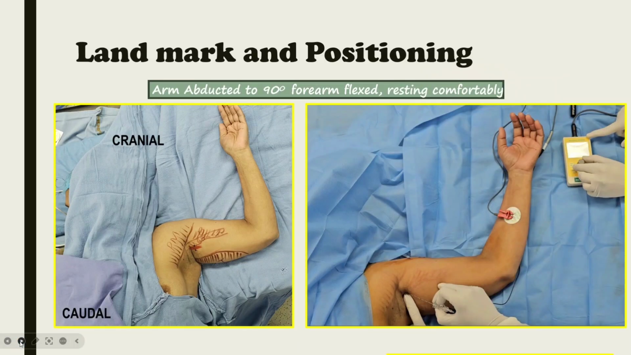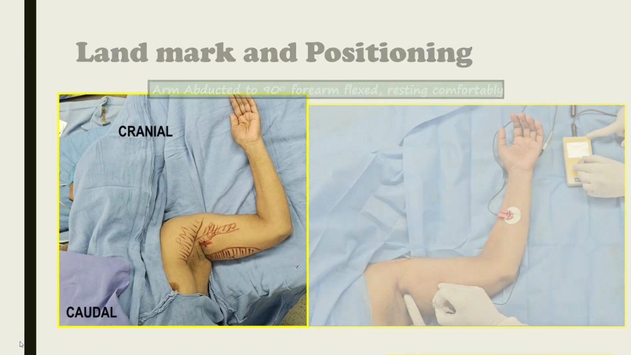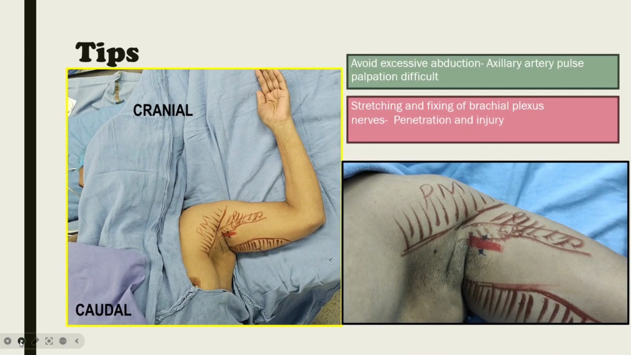So let's come to the landmark and the positioning. In this case, the arm is abducted to 90 degrees and the forearm is flexed, resting comfortably. Take the marking pen and mark the different parts. Avoid excessive abduction, because axillary artery pulse palpation might be difficult, and it might also make the brachial plexus nerves superficial, so the chances of penetration are there.